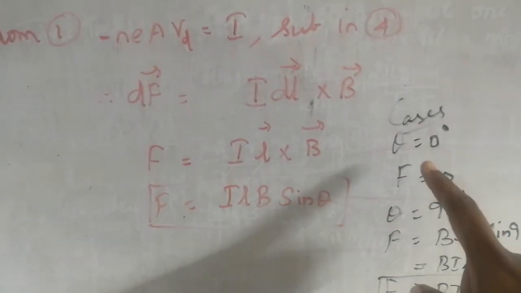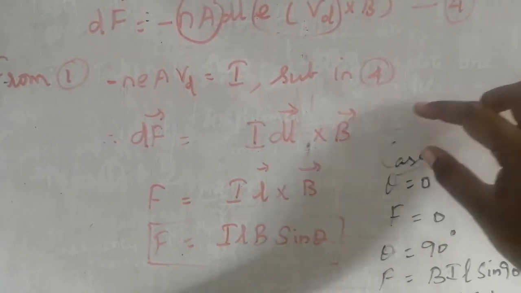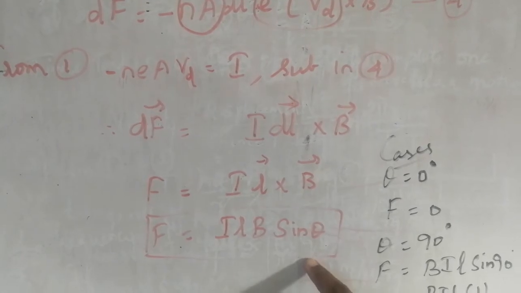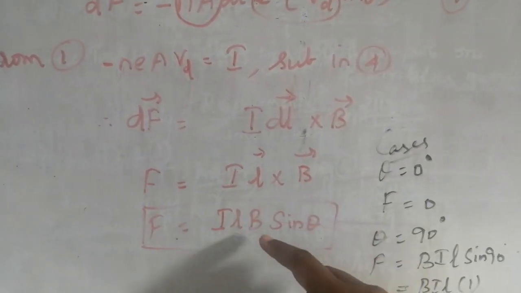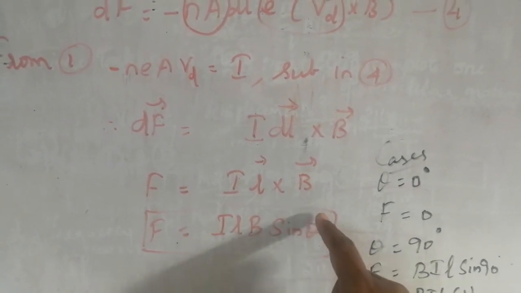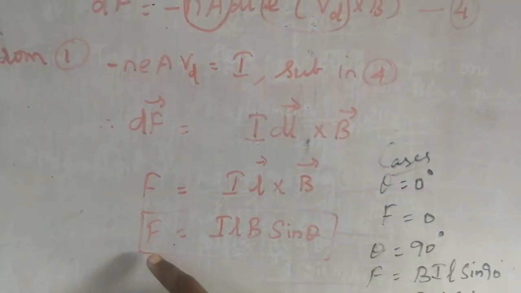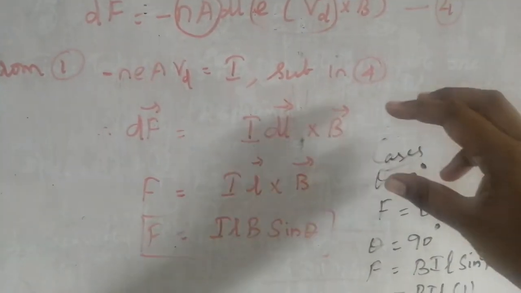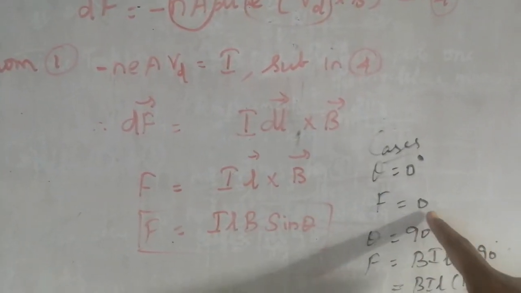When theta is 0, the conductor is placed parallel to the field. When I substitute theta as 0 here, sin 0 is completely 0. Anything into 0, the whole term will become 0. Then my force value is simply 0. That is, when you have the conductor parallel to the field, there will not be any force.